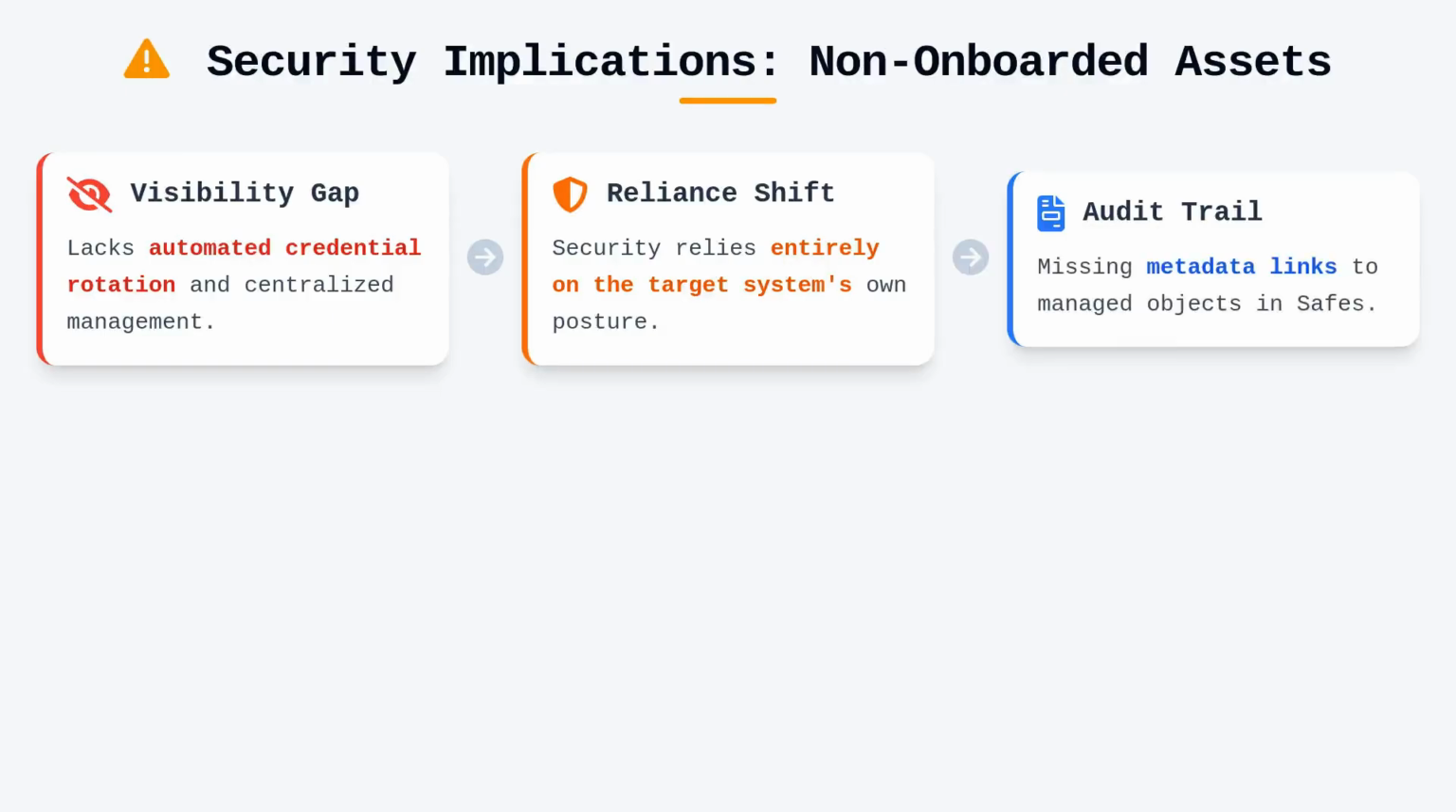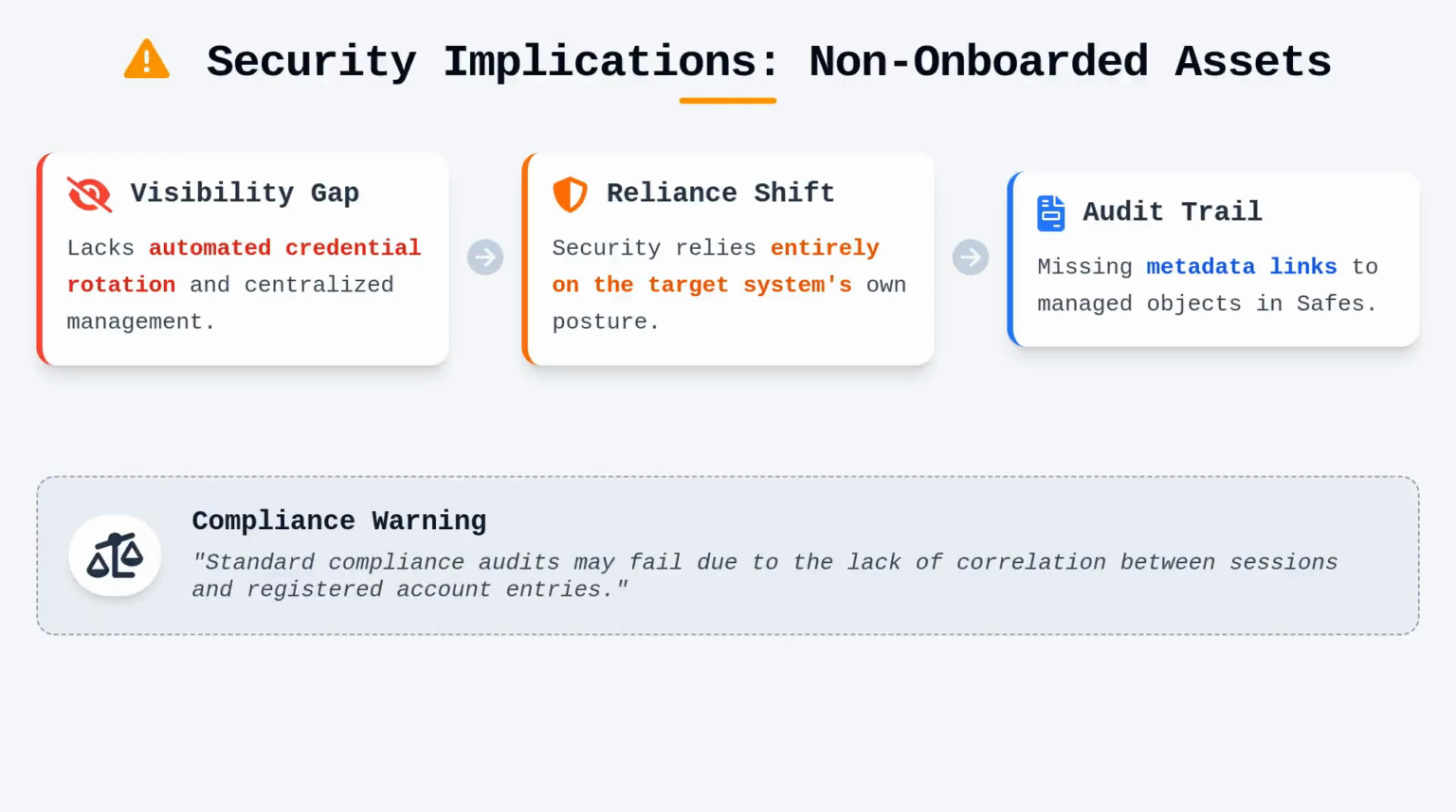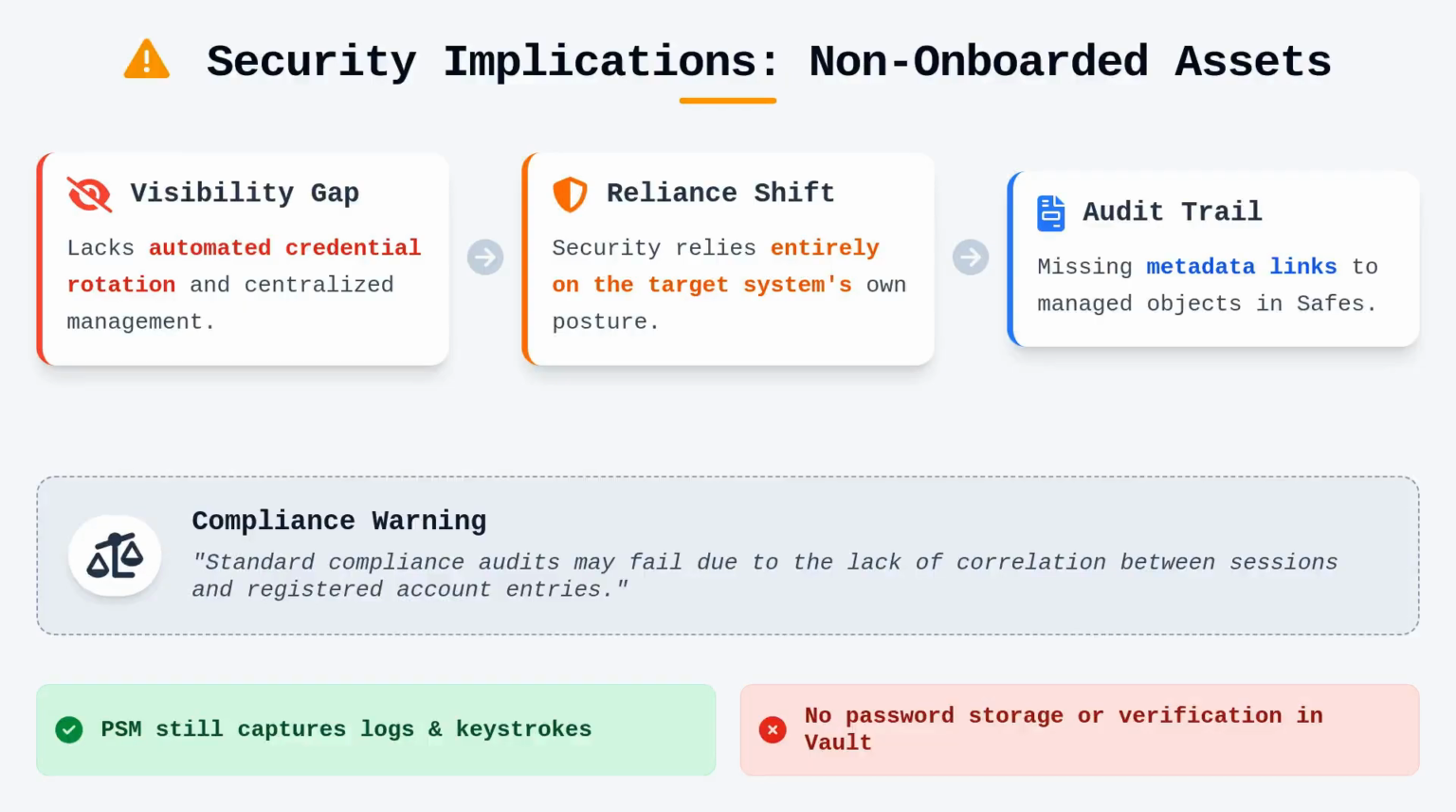Furthermore, while the PSM is capable of recording these sessions and capturing keystroke logs, the audit trail is necessarily different from an onboarded account. You can expect to see the session activity logs within the vault, but you will lack the metadata linking that session to a specific managed object in a safe. This gap can complicate reporting if you are relying on standard compliance audits that expect every session to correlate with a registered account entry.